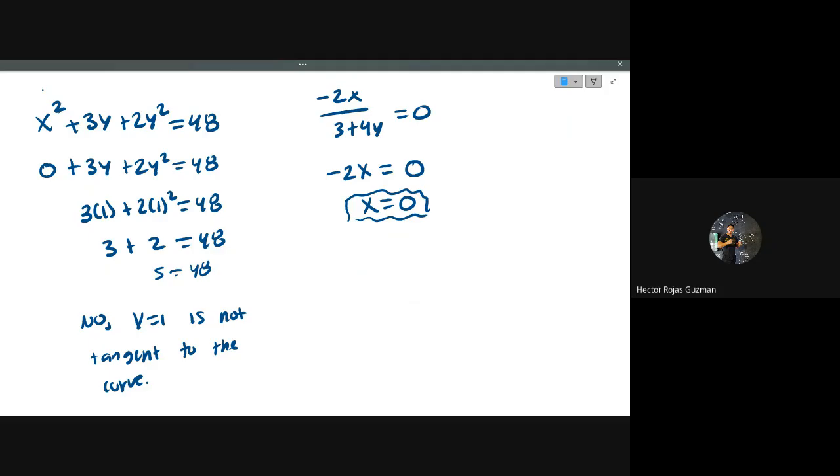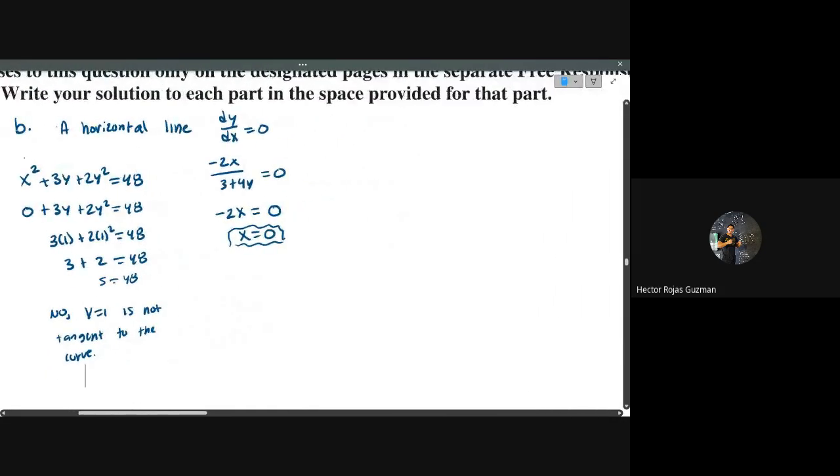Let me take a look at the question real quick before I move on and see if there's a second way I could have done this. Yeah, you know what? Right now, this seems to be the most efficient way. So we're going to go ahead and jump to C.